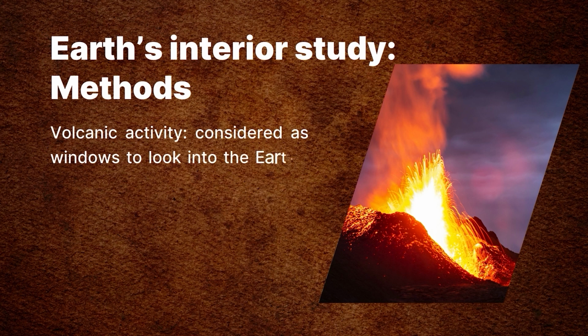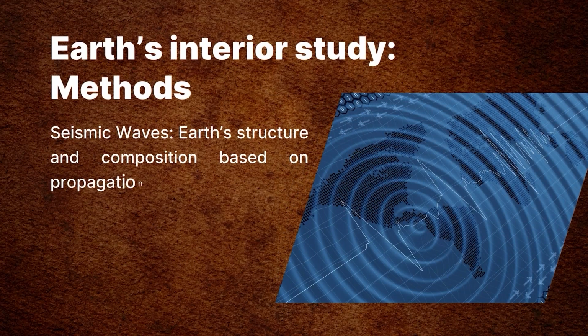Then the fourth important point is volcanic activity. Volcanics are considered windows to look into the Earth's interior. Then the last and most important method is seismic waves. Seismic waves are earthquake waves, and they reveal earth structure and composition based on their propagation. How these seismic waves propagate actually reflects the interior of the earth.